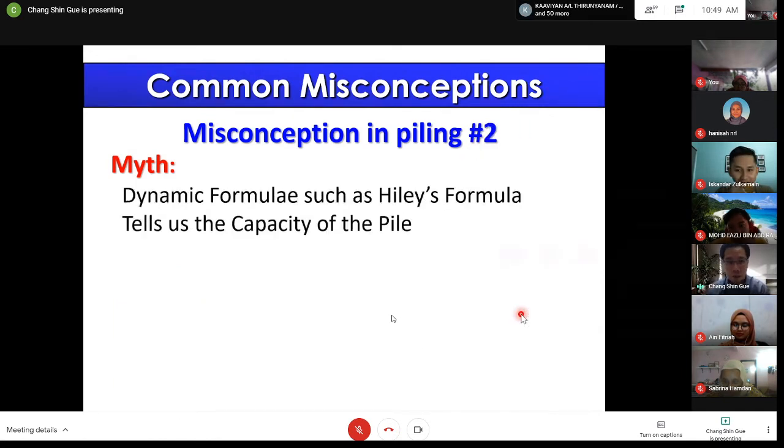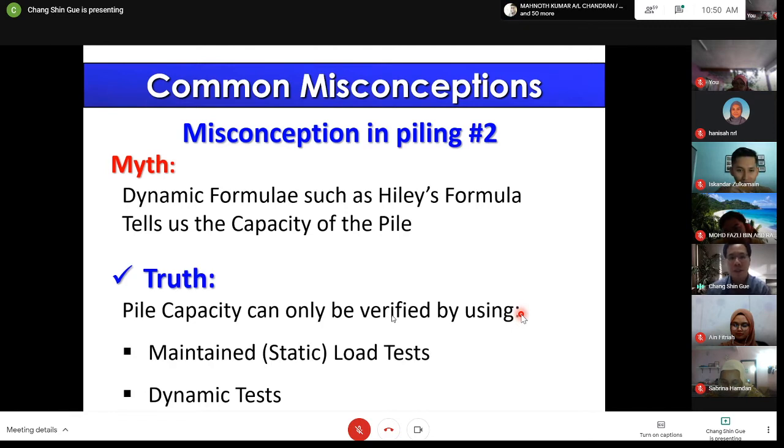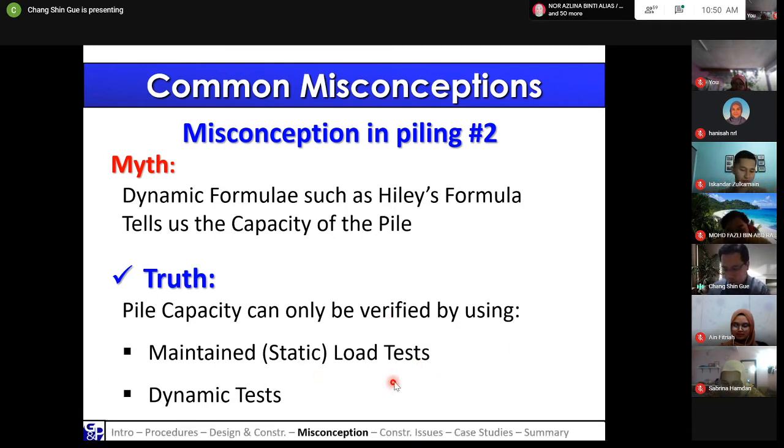The next misconception is that a dynamic formula, such as the Hiley formula, will tell us the capacity of the pile. The truth is that the pile capacity can only be verified by using, like I mentioned before, the maintained or static load test or the dynamic pile test. So you can't just use an equation without carrying out a test at the site to know your capacity. You have to carry out either the maintained load test or the dynamic pile test.